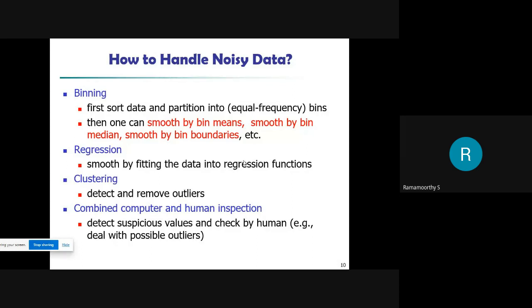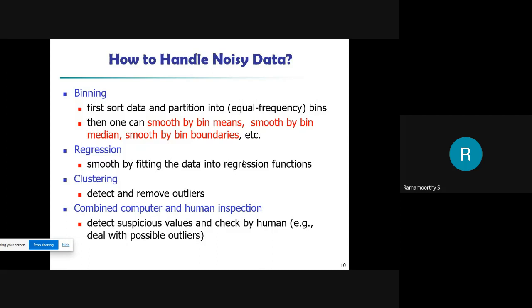smooth the noisy data by using the binning technique. But first, initially you need to sort the data, then do the equal partition, and then perform this smoothing activity. Then the second technique is regression.